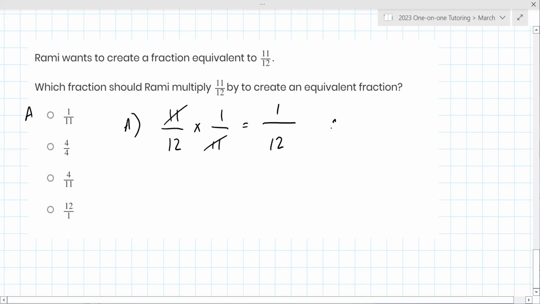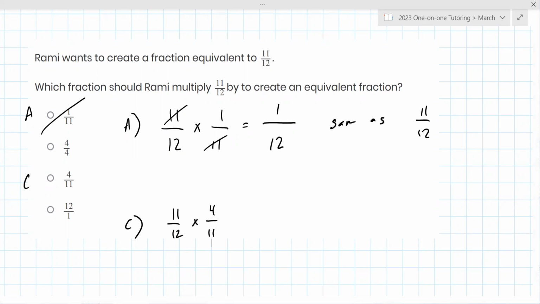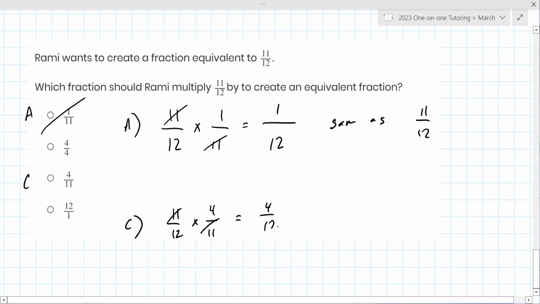Okay, is this the same as what we started with? We started with 11 over 12. Is this the same? No. Okay. So let's try C. We're going to start with 11 over 12 and multiply by 4 over 11. Do you see any pre-cancellations on this one? Yeah, 11. Yes. So they both cancel. And this becomes 4 over 12. Is this the same as 11 over 12? No, so that's out.